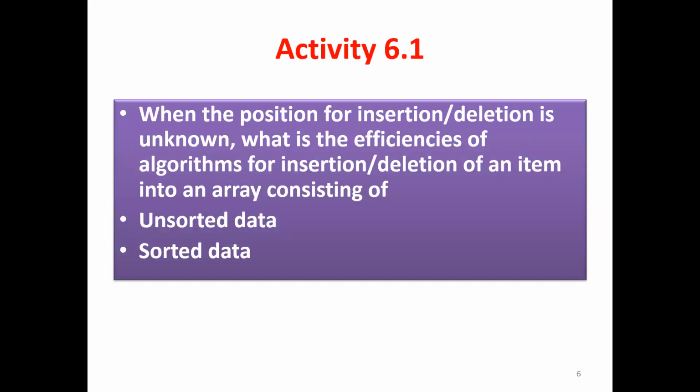So now this is an activity which is talking about when the position for insertion and deletion is unknown. Remember in the previous one, we knew the positions of where we need to insert the data. So what is the efficiency of algorithm for insertion and deletion of an item into an array that consists of unsorted data? So what do you think will be the efficiency to insert or to delete an item in this kind of an array? You know, in this case, you don't know the position.